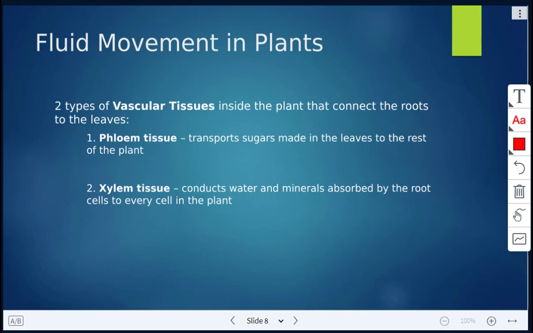So today's class, we are finishing up the topic on fluid movement. Last class we looked at fluid movement in cells, and today we're looking at fluid movement in plants.